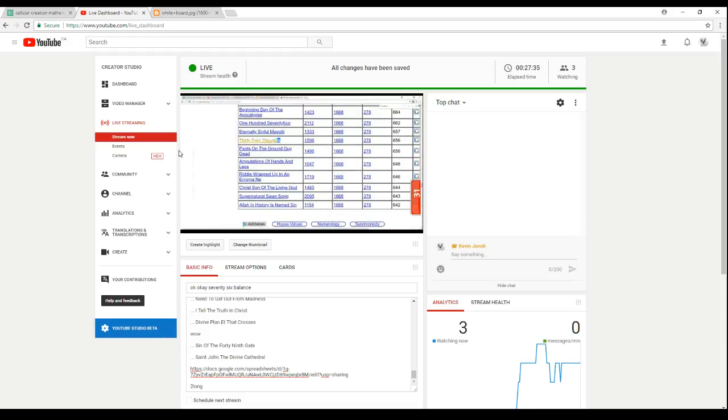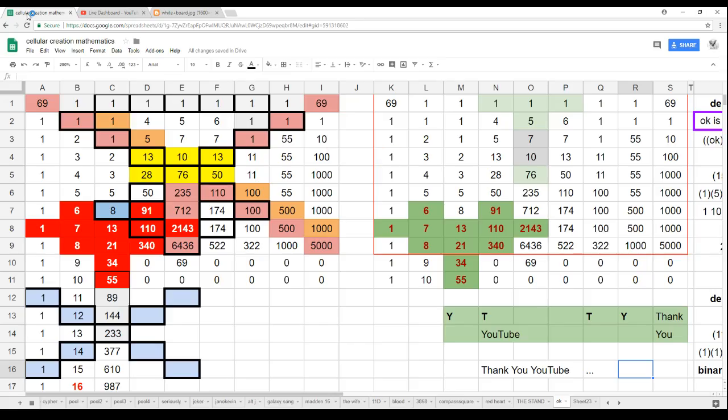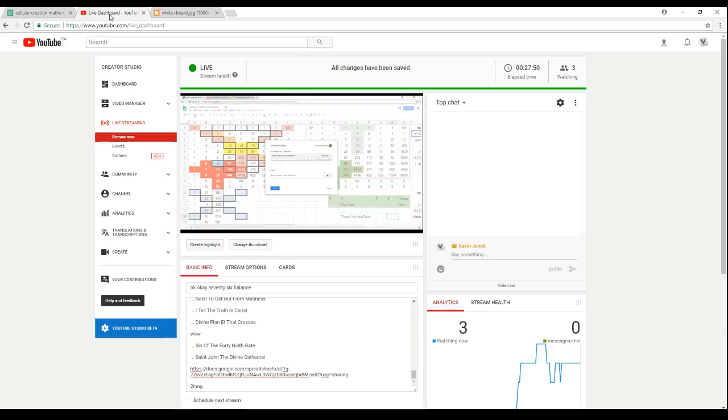Why is my thing beeping at me? Someone's making my thing beep. I don't know why. So anyways, that's this. Okay, it's in the OK spreadsheet tab. Near the end, you gotta go all the way to the end. It's just there.